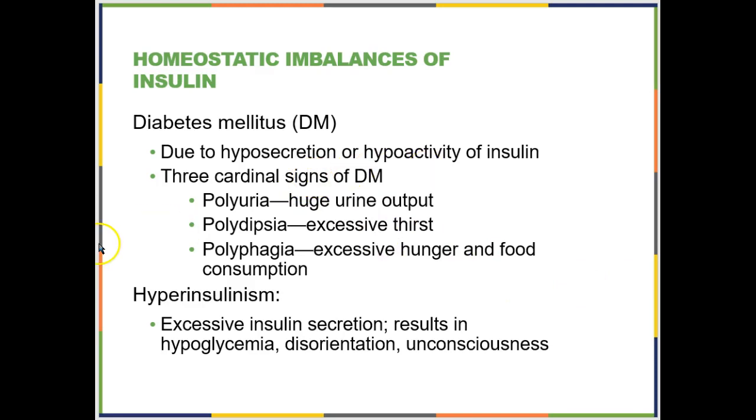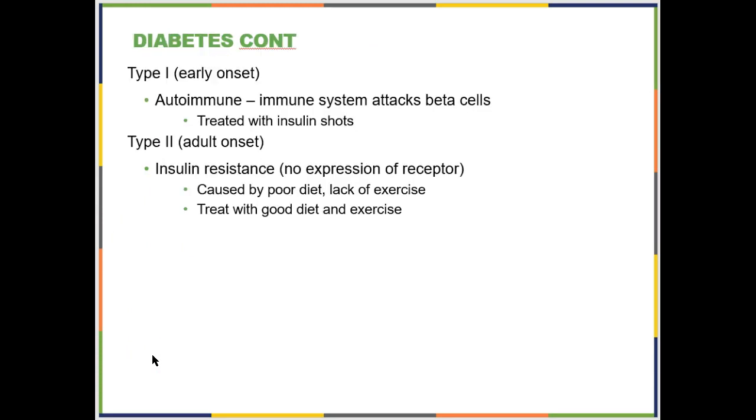There are two different types of diabetes, and that's what we care about. This slide is more background, which I would not ask you about. First up then, type 1, or what is sometimes called early onset diabetes. This is an autoimmune disease. So your immune system attacks your beta cells. They're the ones that produce the insulin. So your body does not have the ability to make insulin.